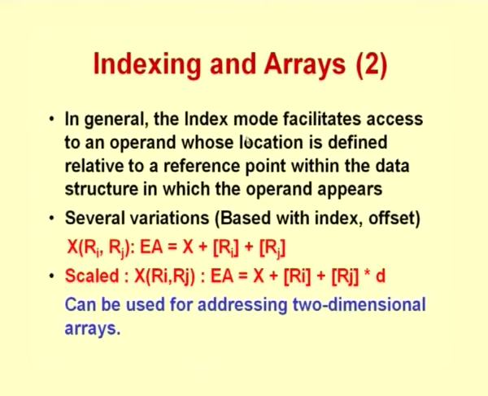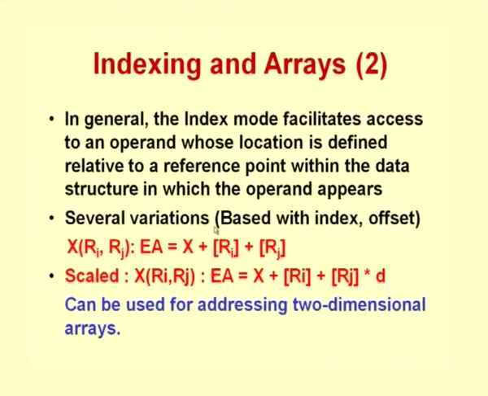Continuing more on this indexing. We said that in general, the index mode will facilitate access to an operand whose location is defined relative to a reference point within a data structure in which the operand appears. So, that is what we saw in the previous example. Now, there are several variations that are possible of this mechanism. As we saw, you have base with index, offset and so on, right.